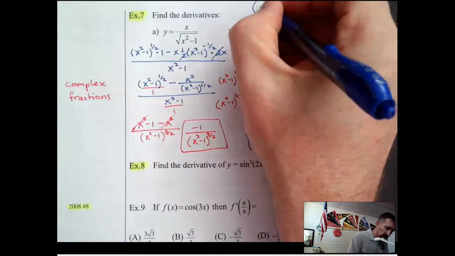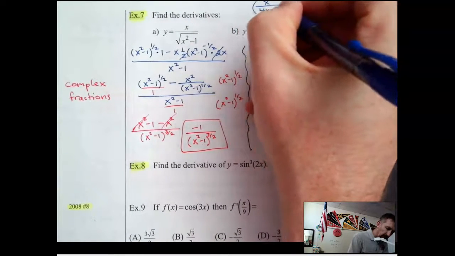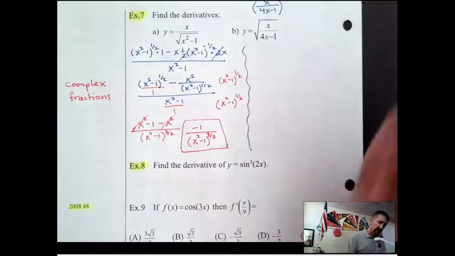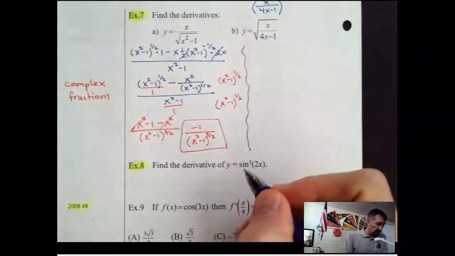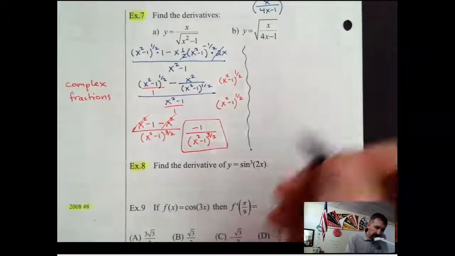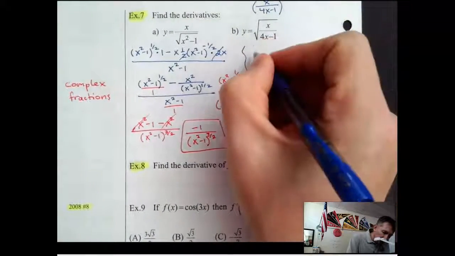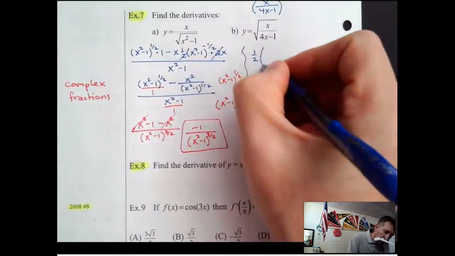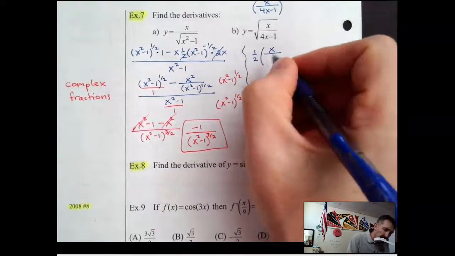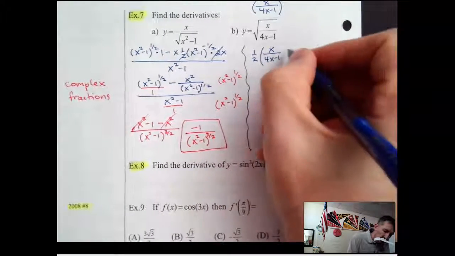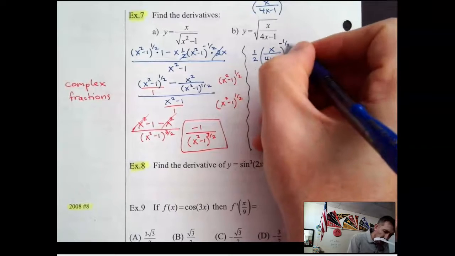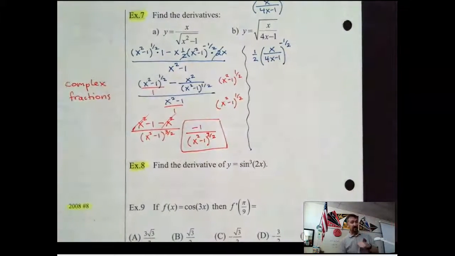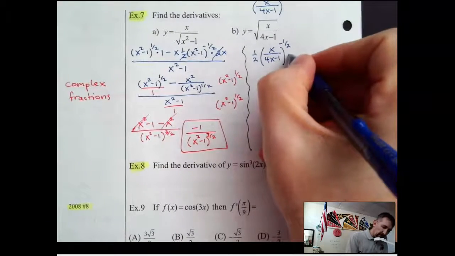So it's going to be the 1/2 power. All right, so let's see. We're going to bring that down. 1/2 x over 4x minus 1 to the negative 1/2. All right. So that's the derivative of the outside. Okay. Bring the exponent down, subtract 1. Now I need to multiply by the derivative of the inside.